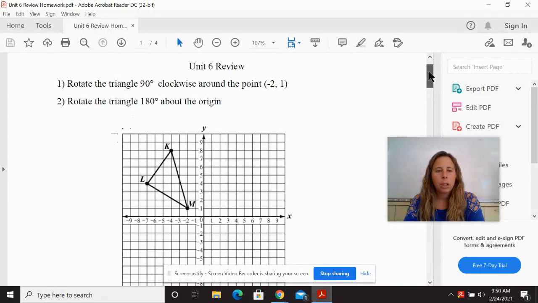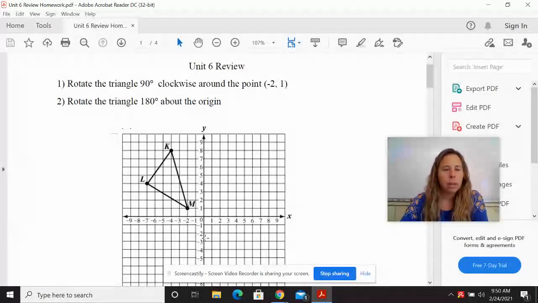Okay, so number 1. For number 1 and number 2, you're using the same triangle. You're going to rotate the triangle 90 degrees clockwise around the point -2, 1. This is what we did at the beginning of class today. So I'm going to rotate the triangle 90 degrees clockwise around the point -2, 1, which is point M.